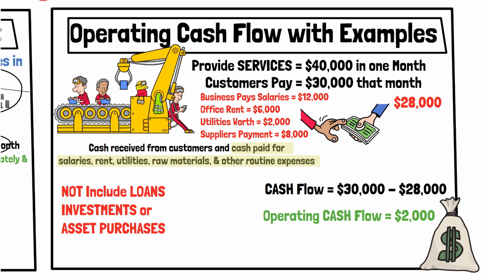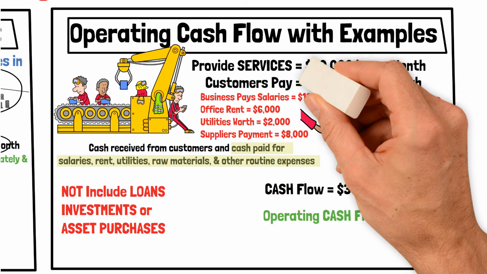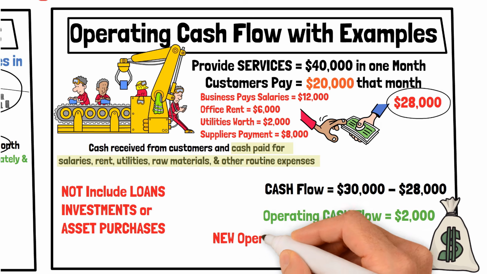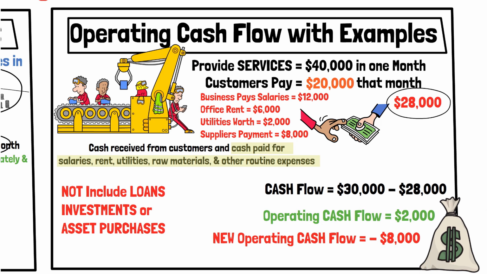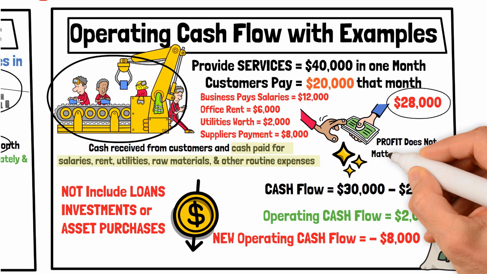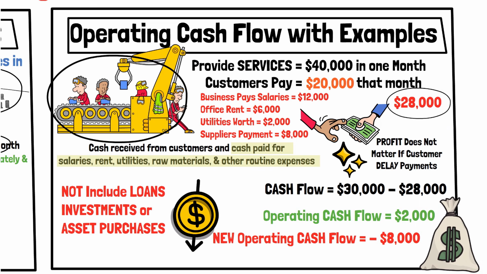Now consider a different situation. Sales remain the same, but customers pay only $20,000 in cash. Expenses stay at $28,000. Operating cash flow becomes negative $8,000. Even though the business looks active, it is losing cash daily. This section teaches one powerful lesson. Profit does not matter if customers delay payments. Strong businesses focus on collecting cash faster and controlling operating expenses carefully. Operating cash flow is the heartbeat of any business.